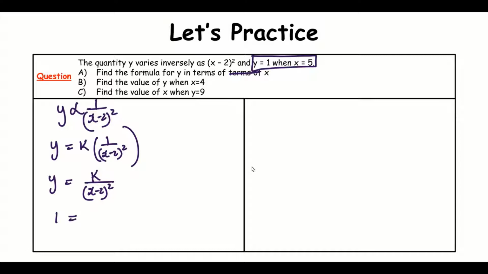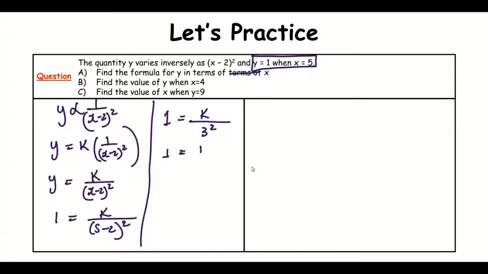And anywhere I see x, I'm going to substitute it for 5. So we have 5 minus 2 square. So hence, we have 1 is equal to k over, and 5 minus 2 is 3, so 3 square, which is 9. So 1 is equal to k over 9. Hence, by applying cross multiplication, 1 times 9 is 9, 1 times k is k.